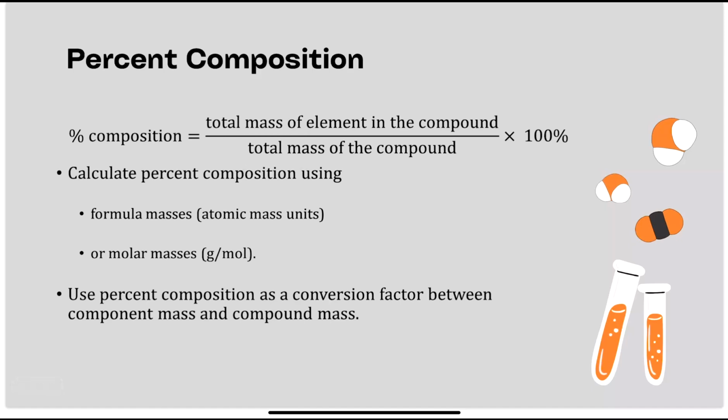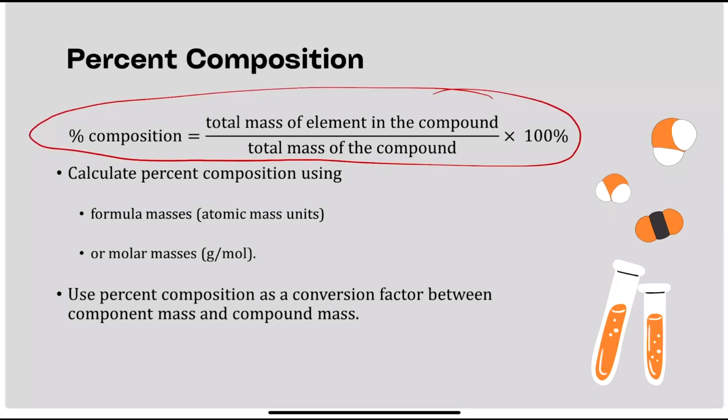So percent composition is basically how you find the percentage of a certain element in a compound, right? And if you remember the law of conservation of mass and Dalton's law, you know that the percent of any element in a compound would always remain constant because they combine in fixed ratios, right? So the formula is essentially total mass of the element over total mass of the compound times 100.